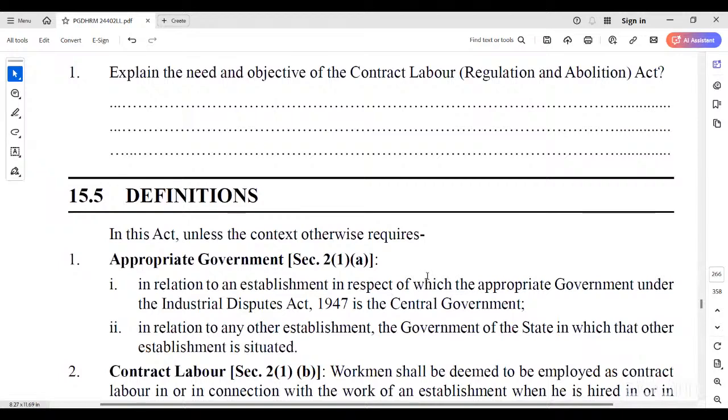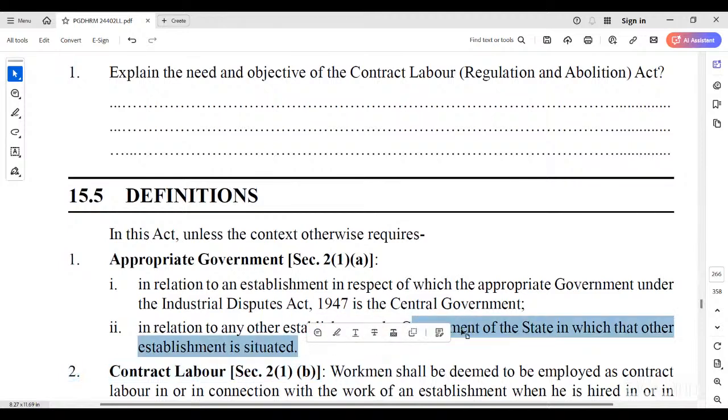So appropriate government, as per this Industrial Dispute Act, is the central government, and at the same time, in relation to other establishments, the government of the state where the establishment is situated. Wherever the state, the industry or establishment is situated, it is also the appropriate government, central government or state government, as per the Industrial Dispute Act 1947.